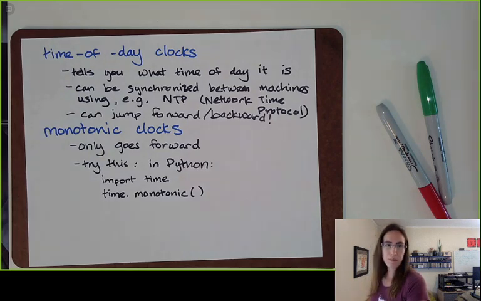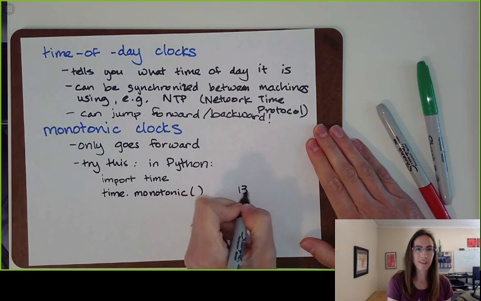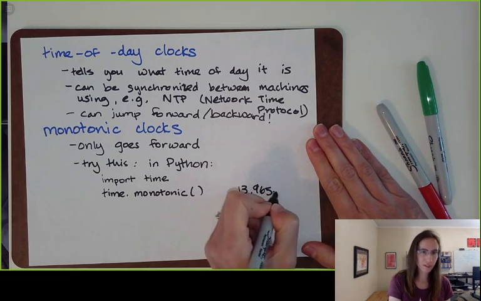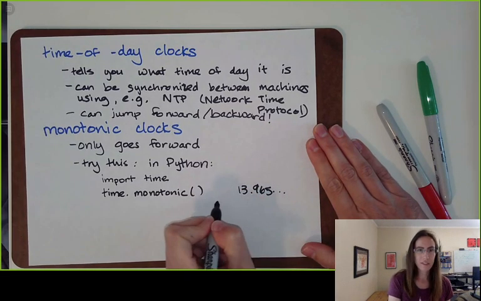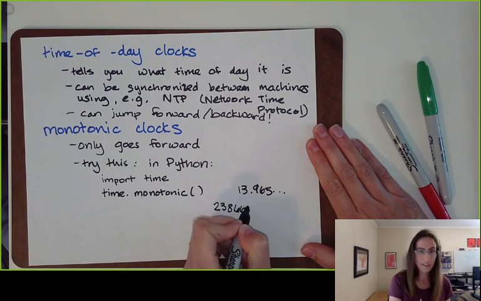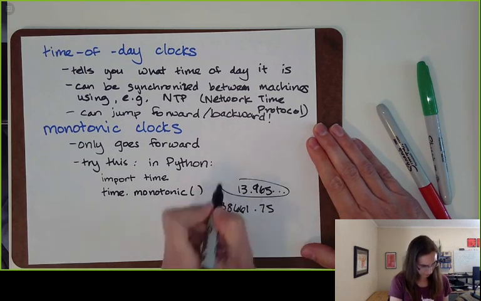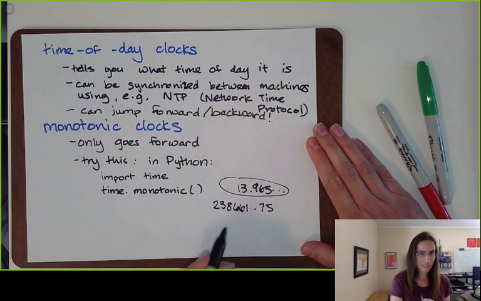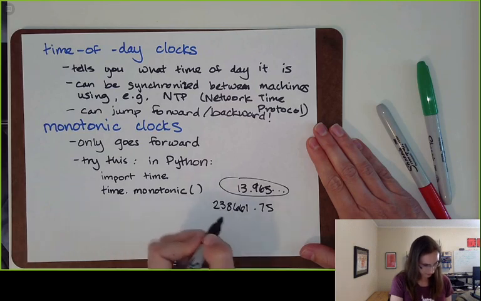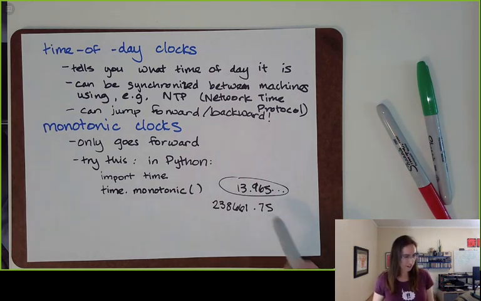Okay, so one person got 13.965 something, and somebody else got 238,661. I'm actually a little bit surprised by this one. I'm surprised that it would be such a low number. All right, so people are getting some different things here. They're all different. So why do we all have different monotonic clock values?